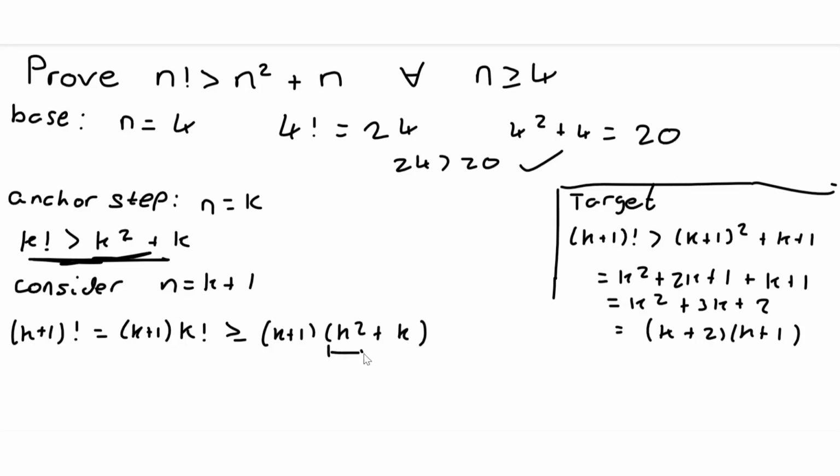Now we're going to compare this to k plus 2. What we're going to notice is that k squared is greater than k, because we're taking a number greater than or equal to 4 and squaring it, so it's going to be larger than the original number. And then we're also going to compare k to 2, and k is greater than 2 because k is greater than or equal to 4. So if this is greater than k plus 2, that means that this whole thing is greater than, sorry, I put an equal sign here, I didn't mean to put that, it's greater than k plus 1 times k plus 2, and we're done.